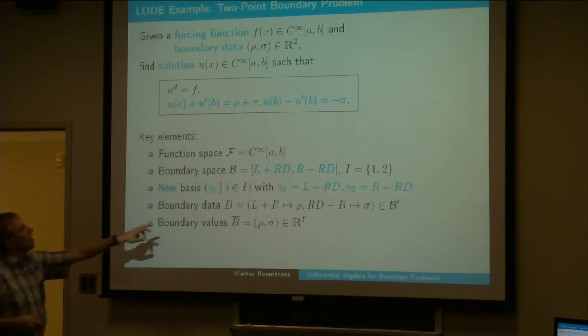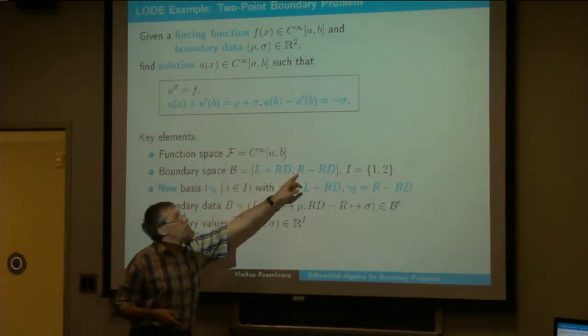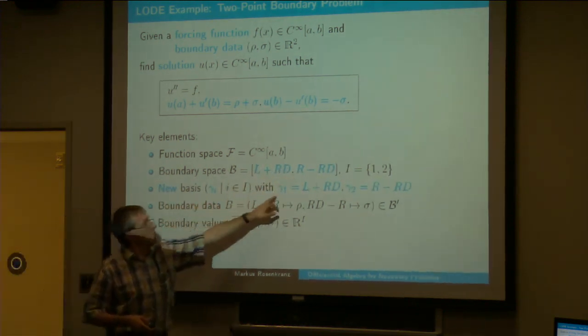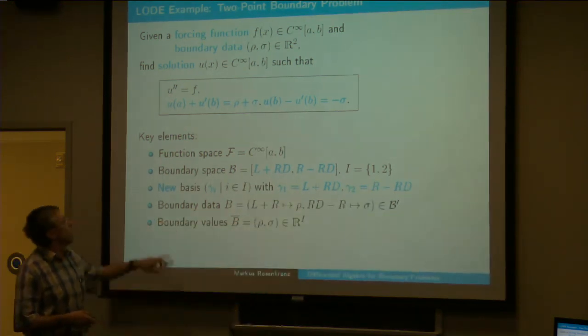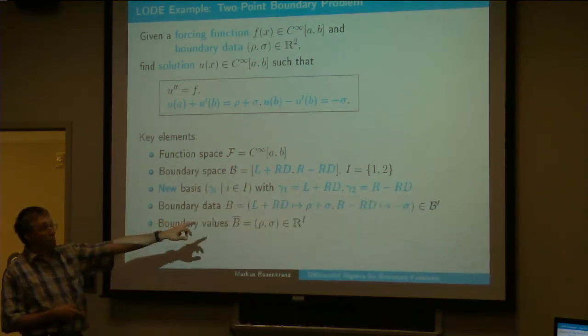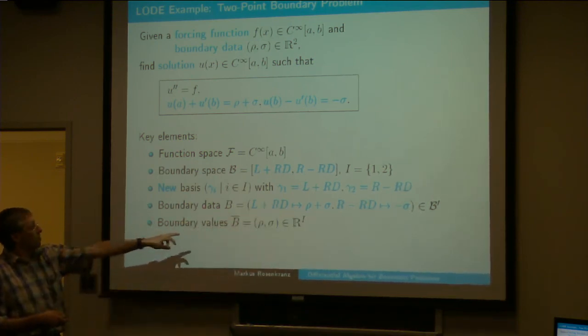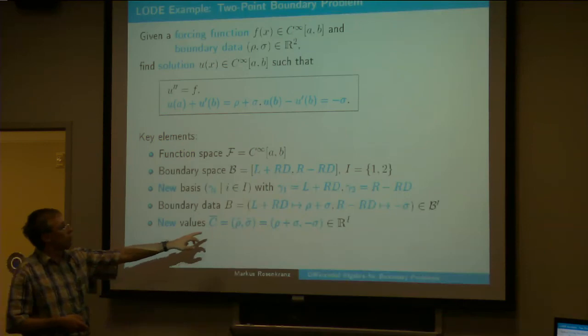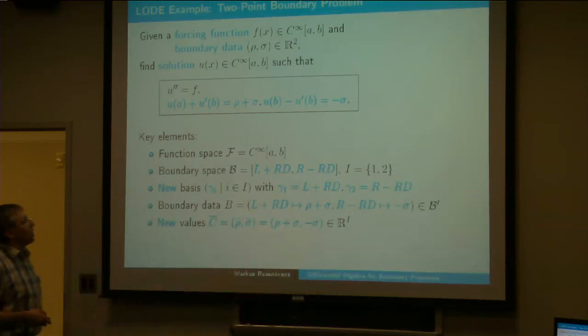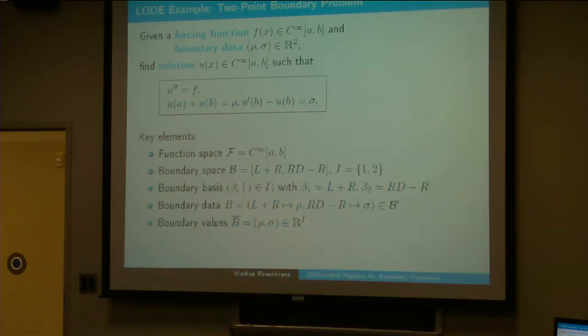So what happens here is, I have a new boundary basis, gamma I, which is slightly different. Now the boundary data stays the same. It's just described in a different way, but it stays the same. But the boundary values, of course, they will change. It's now rho plus sigma and minus sigma. That's the new boundary values. Okay?